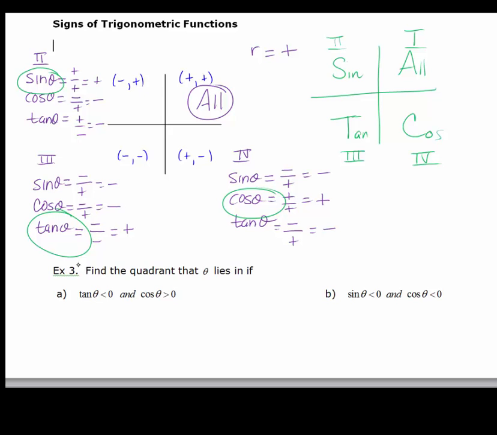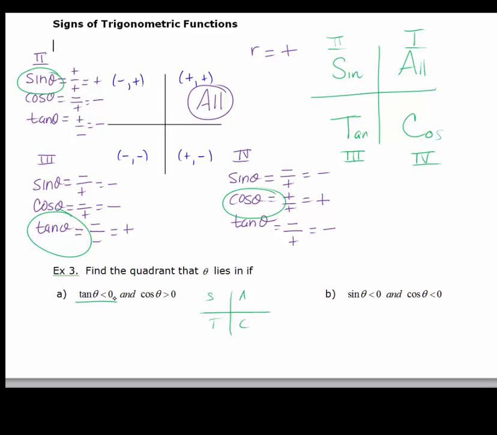So let's use this information to look at example 3. It says find the quadrant that theta lies in if tangent is negative and cosine is positive. So what I like to do is I start by writing the all students take calculus, and I start with the tangent. So if in the first quadrant everything's positive, the second quadrant sine and its reciprocal are positive, everything else is negative. The third quadrant tan is positive and its reciprocal, everything else is negative. And in the fourth quadrant, cosine and its reciprocal are positive, everything else is negative.